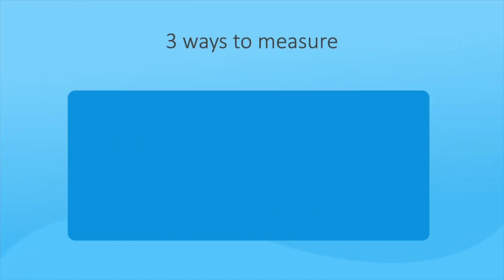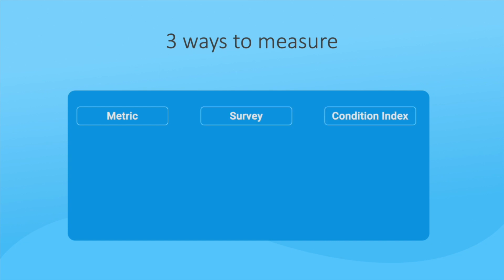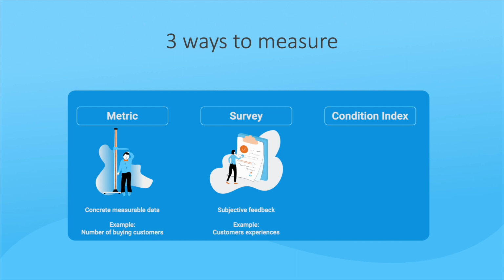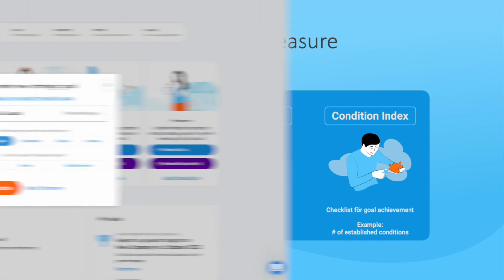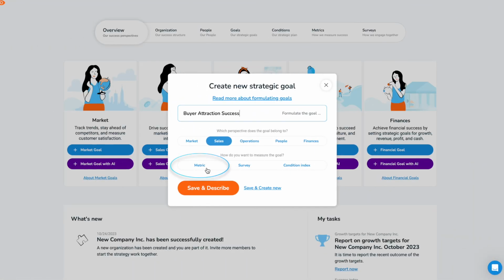GoalEnvision offers three methods: objective metrics, surveys, and the condition index. Metrics measure the speed or frequency of something, like how many buying customers are actually in our target group. Surveys offer subjective feedback, like for instance the experiences from the sales team or customers. Lastly, the condition index tracks the fulfillment of goal conditions, such as criteria for defining our target group. I have chosen to use the metric option to measure this goal.